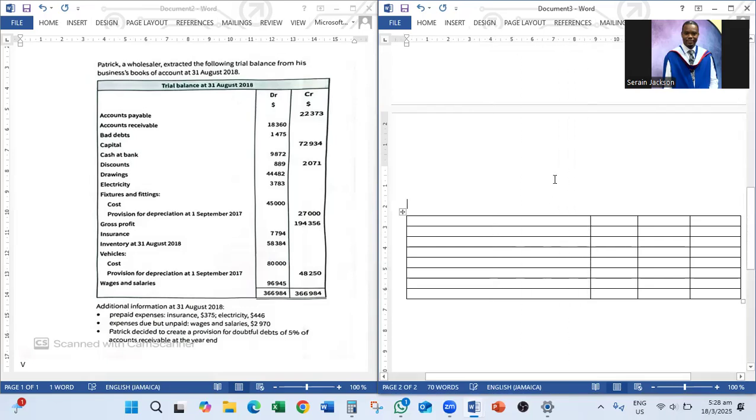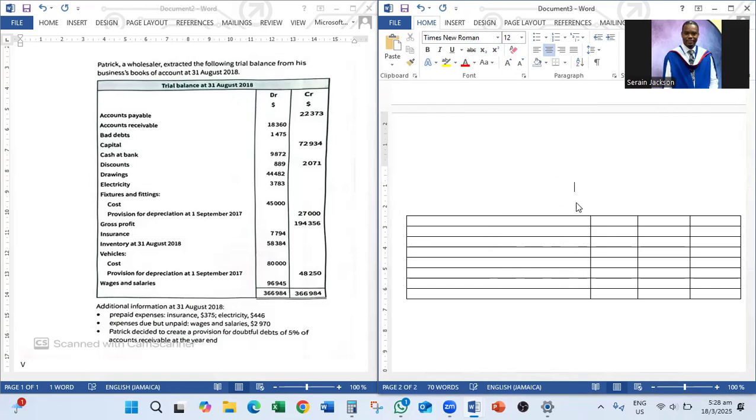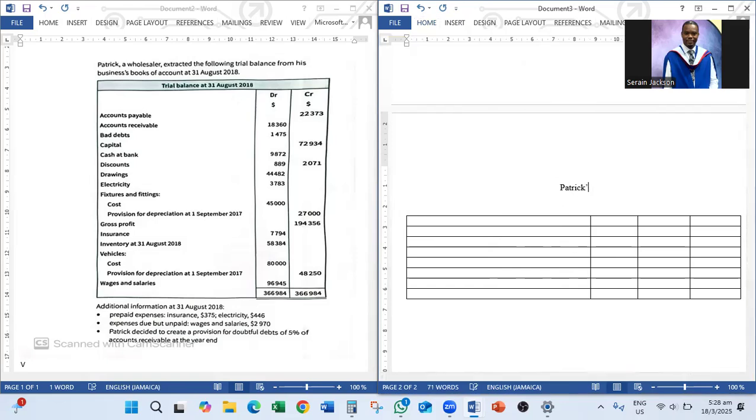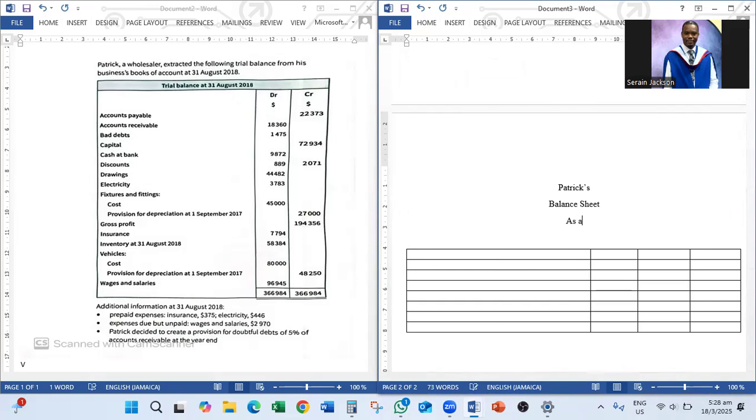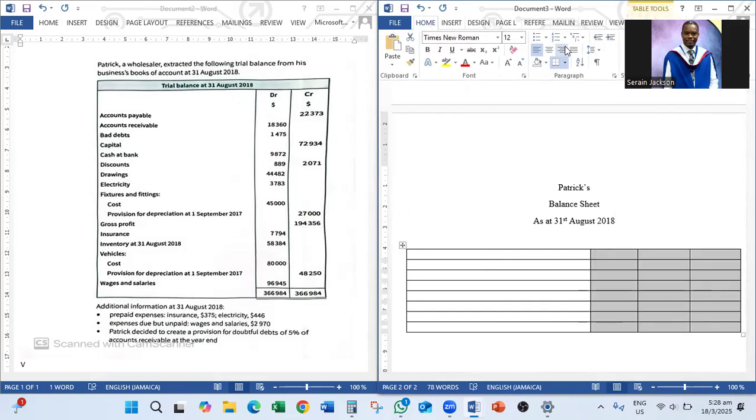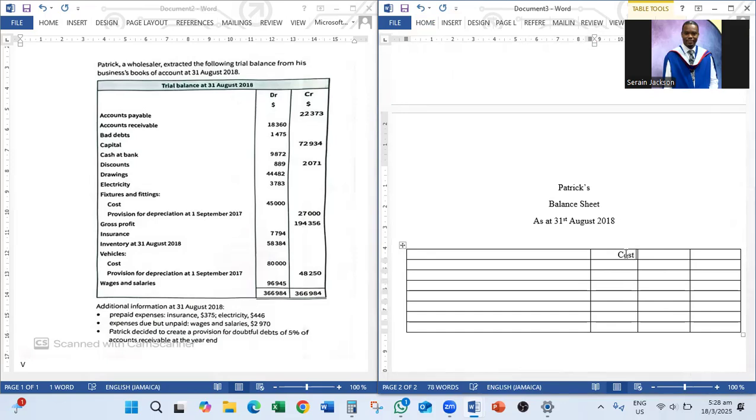So let us go with our balance sheet. First thing we have to do is have our name. So let's go: Patrick's balance sheet, or you can say statement of financial position as at, and in this question it is the 31st of August 2018. An adjusted balance sheet would have the columns. So let's put information here: cost, depreciation, net book value. And as I said before, these are just for the sake of the fixed assets.